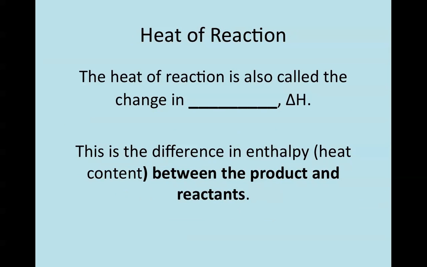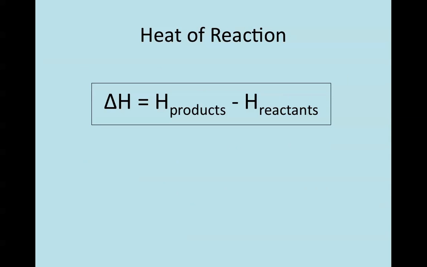Alright, the change in a reaction is also called a change in enthalpy, or delta H. This is the difference in enthalpy, that's why we put the delta out in front, the amount of heat content between comparing the products and the reactants. So this is our equation to calculate delta H. We look at the enthalpy of the products minus the enthalpy of the reactants.